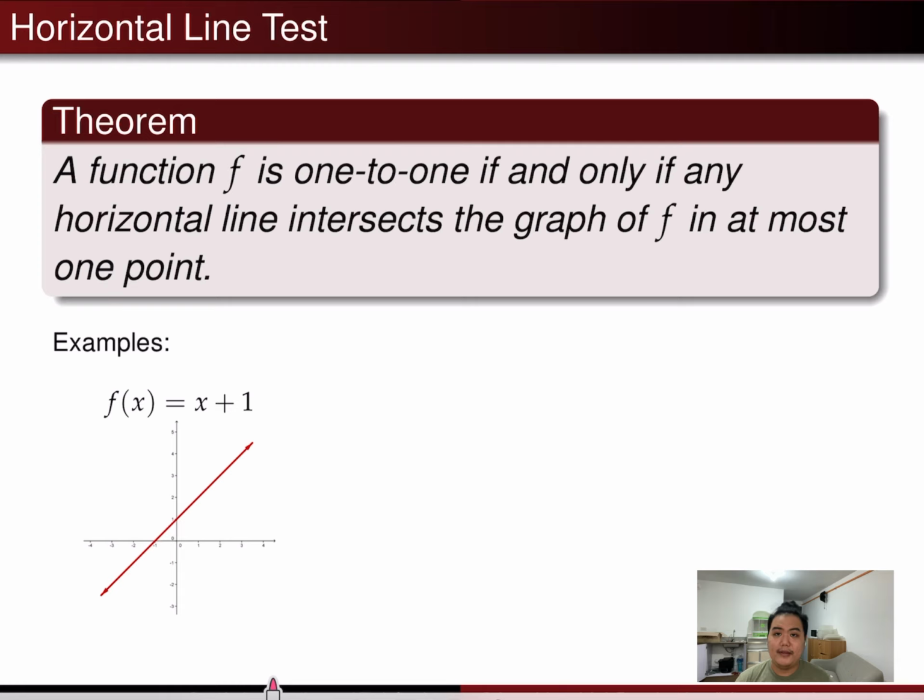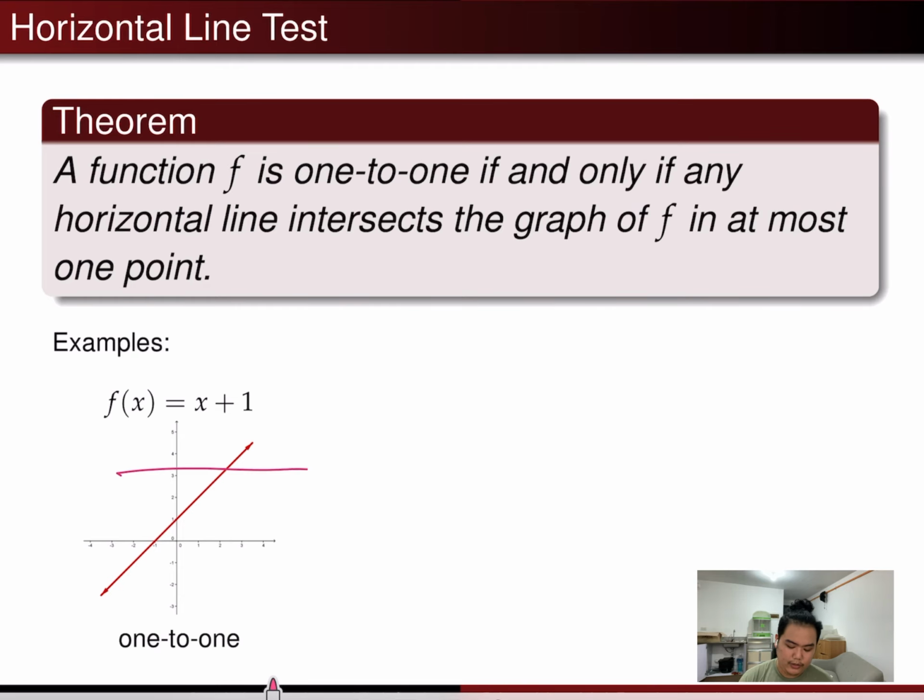So, ngayon naman, meron tayong test for one-to-oneness. Okay, paano natin malalaman if a function is one-to-one? Based on the graph. So, sa Math 20, based on the graph lang tayo. A function f is one-to-one if and only if any horizontal line intersects the graph of f in at most 1 point. We call this test the horizontal line test.